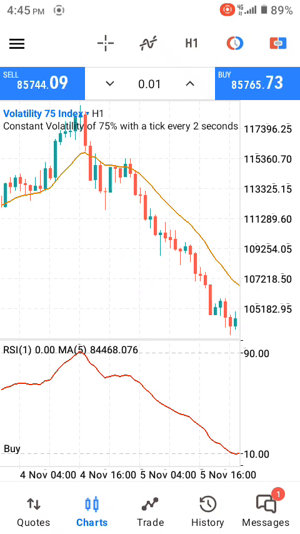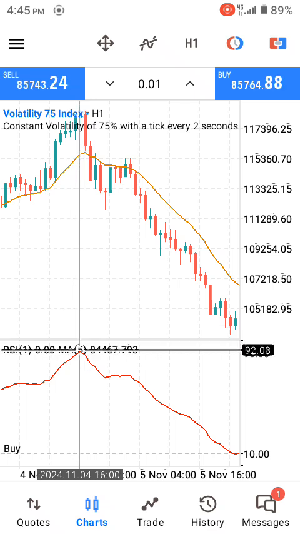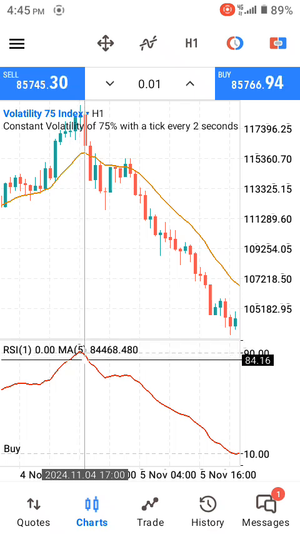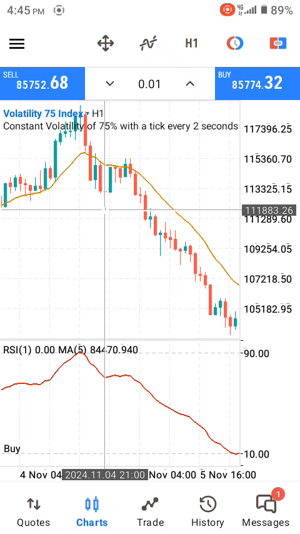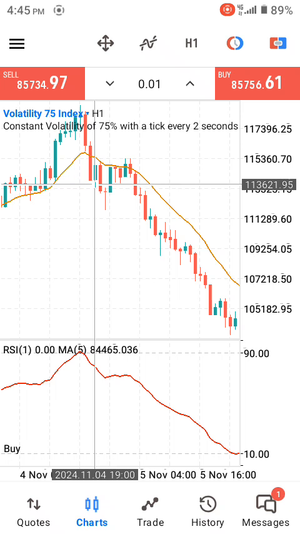When the moving average on the RSI touches 90, we look for sell opportunities, and when it touches 10 we look for buys. As you can see here on this chart, the moving average on the RSI was at 90, around this area. So how then do you sell? This is how you go about it.